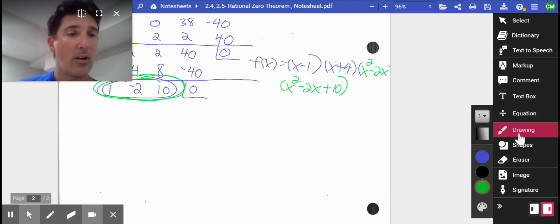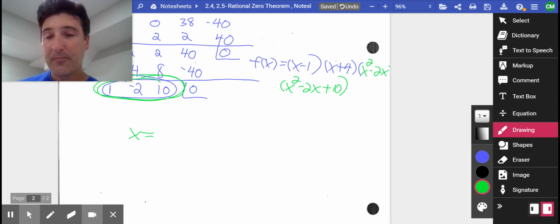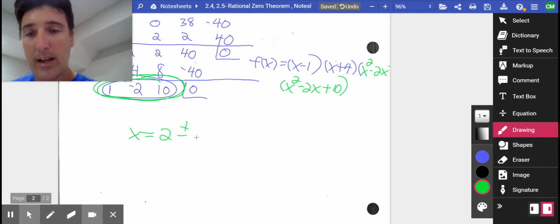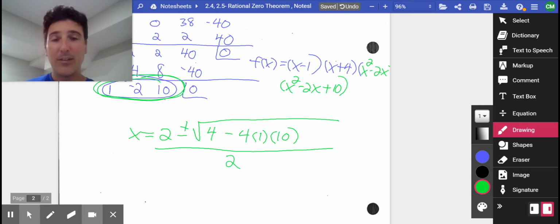So x squared minus 2x plus 10. When I use quadratic formula for this, I have negative b, so the opposite of that is 2, plus or minus the square root of b squared. So negative 2 squared is 4 minus 4ac. So it's 4 times 1 times c, which is 10. Then it's over 2 times a. A is 1, so 2 times 1 is 2.